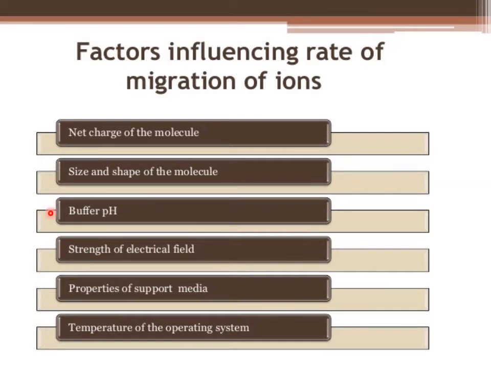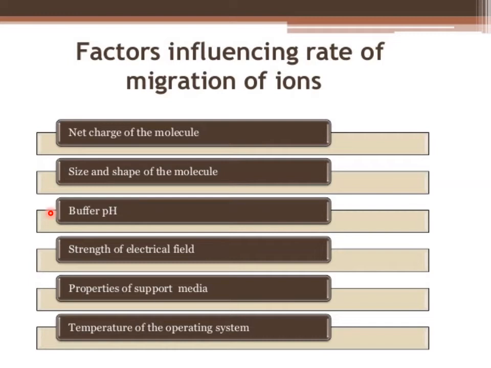The buffer which is used for electrophoresis is also important in governing migration. At a particular pH of the buffer, the molecules will have a particular typical charge. So the charge on biomolecules is dependent upon the pH, so the buffer pH is important here. If the buffer pH is such that the magnitude of charge on the molecules is more, then the rate of migration will also be increased.